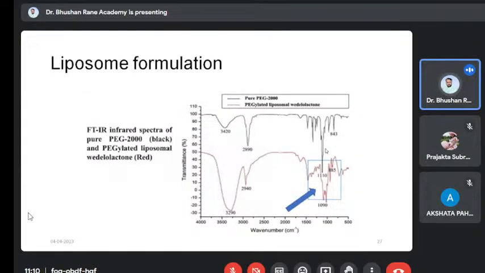Next, whenever you prepare liposomal formulations, suppose polyethylene glycol 2000 is there, and the second spectrum is for the PEGylated liposomes of the drug molecule vedolactone. In the case of the liposomal formulation, the peak is observed at 1090 cm⁻¹, and initially it was observed at 1110 cm⁻¹. So there is a slight shift in the spectrum by 20 wave numbers, from 1110 to 1090. It can confirm that there is formation of the liposomes.